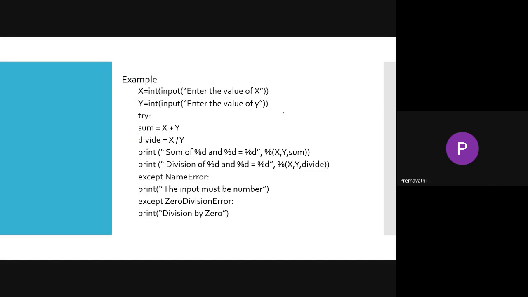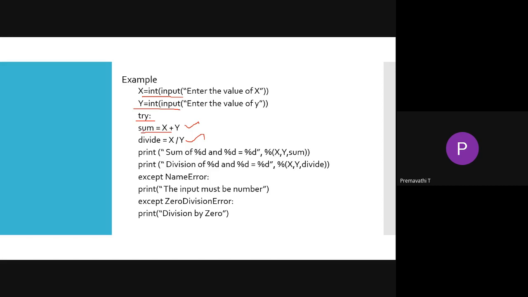When you take this as an example, we take the input x and y. We get the user input for the x and y values, then try. We have two operations here: one is the sum, another one is the division. So we print according to the value.